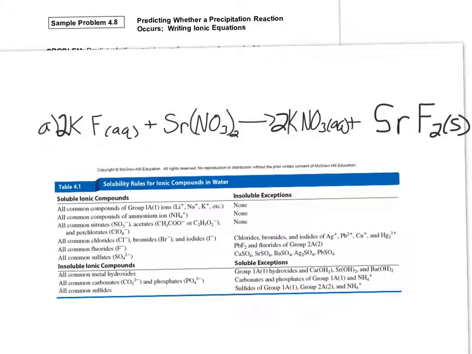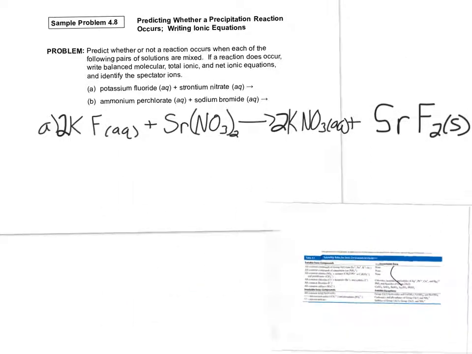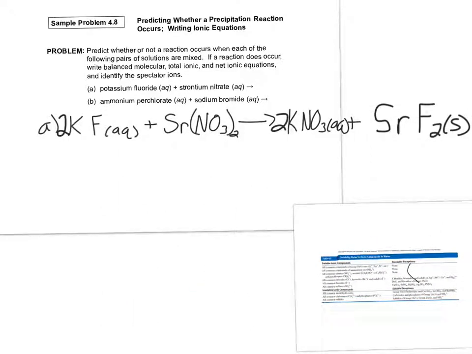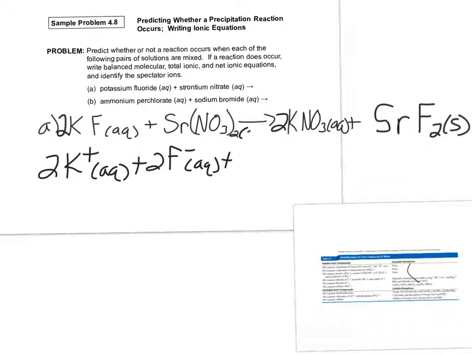So let me see. I've got potassium here, a group 1, and it says they're all soluble with no exceptions. So that means when I'm writing the ionic equation of this thing, I've got to break it apart into its ions. So I'm going to have 2K plus ions, and that's going to be AQ, plus 2F minus ions, and that's going to be AQ, plus strontium nitrate again, and I didn't put that it was aqueous a minute ago, and I should have. There we go.